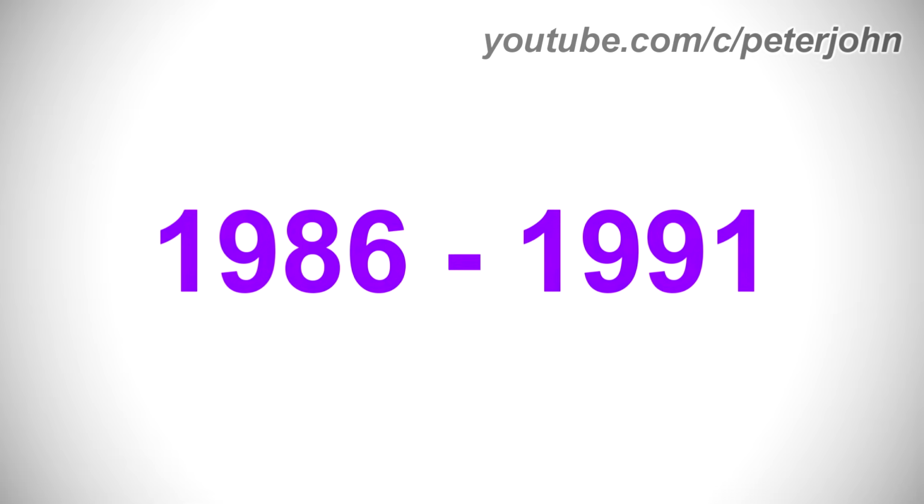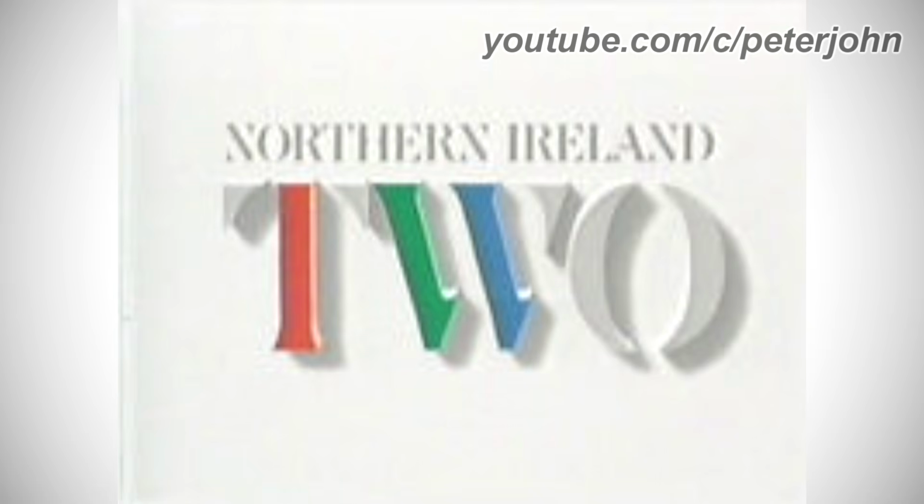1986 to 1991, there are the words Northern and Ireland in grey text, and under it there is the word 2 in grey, red, green and blue text. Here is a bumper.